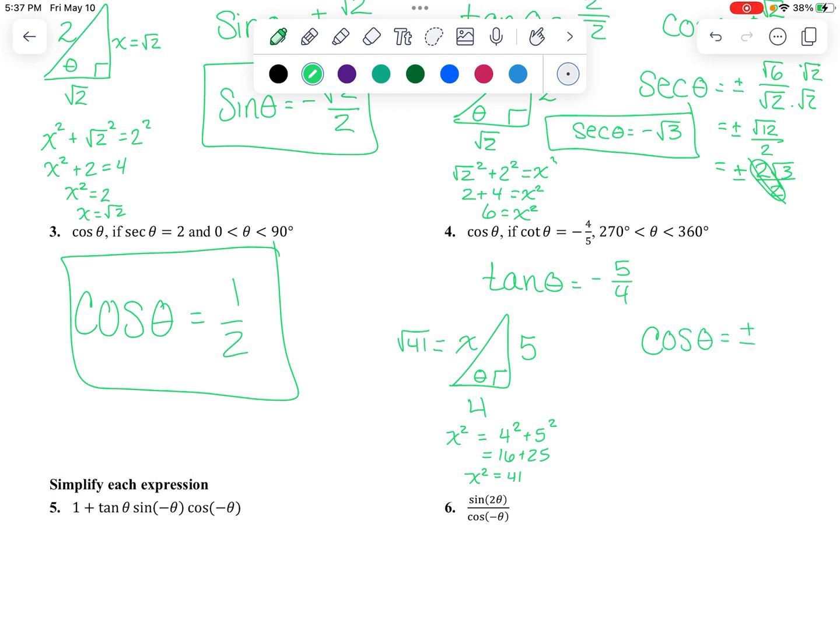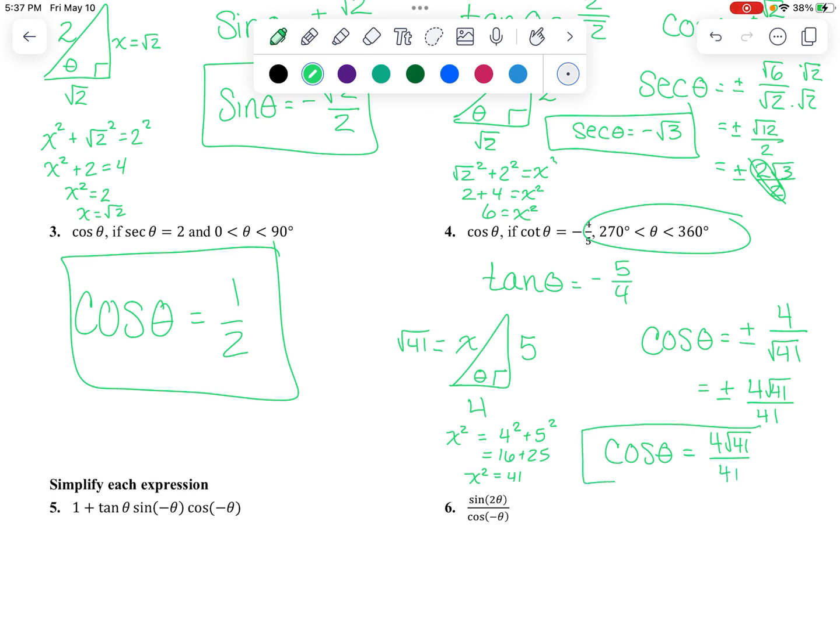Cosine, being the adjacent over the hypotenuse, is a positive or a negative 4 over square root of 41, which is a positive or negative 4 root 41 over 41. And cosine in the range of 270 to 360 is positive.